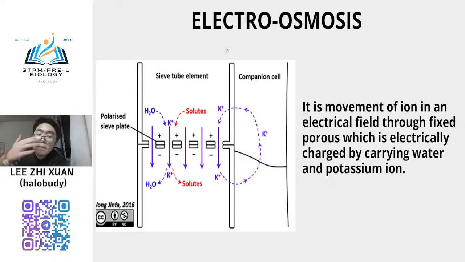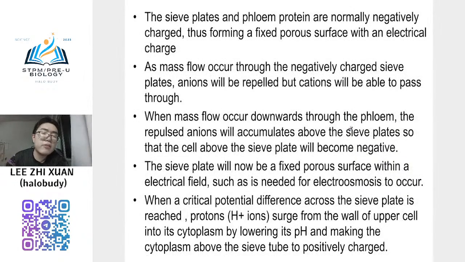Electro-osmosis is the movement of ions in an electrical field through fixed porous surfaces with an electrical charge, by carrying water and potassium ions. There are three main components involved in electro-osmosis. One is the water molecule, another is of course the solute, because in translocation we need to transport solute, right? And another one is the potassium ion.